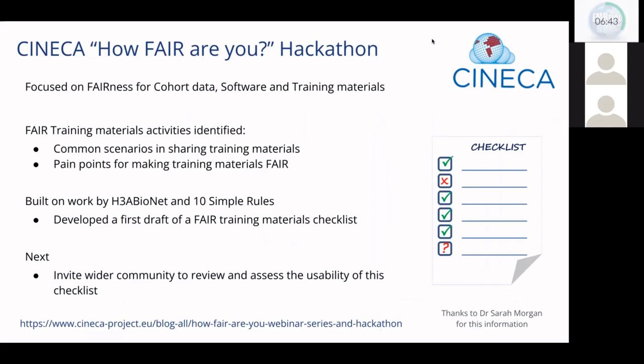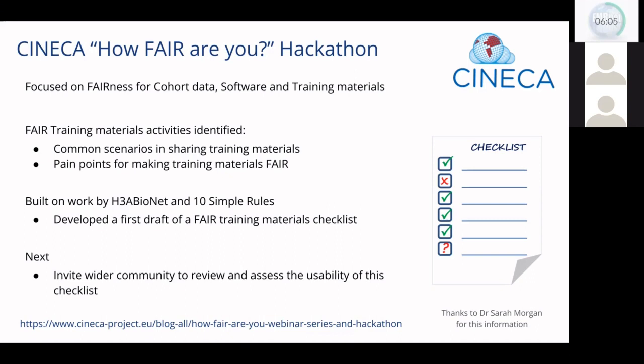The Seneca Hackathon was run for the Seneca project, which is a project that's happening across Canada, Europe, and Africa. It focused on fairness for cohort data, software, and training materials. In the training materials stream of this hackathon, there were a number of different activities aimed at identifying common scenarios in sharing training materials and also pulling out some of those pain points that people were encountering in trying to make those materials FAIR.